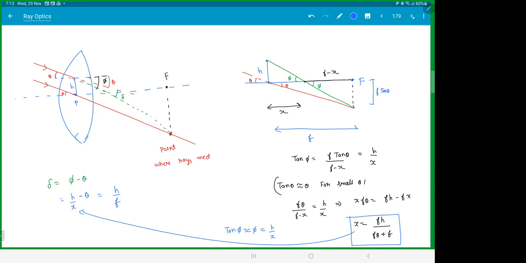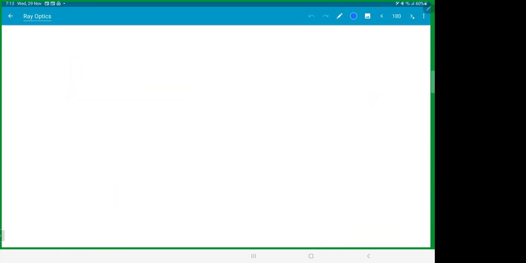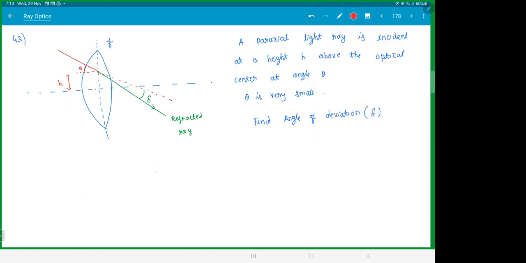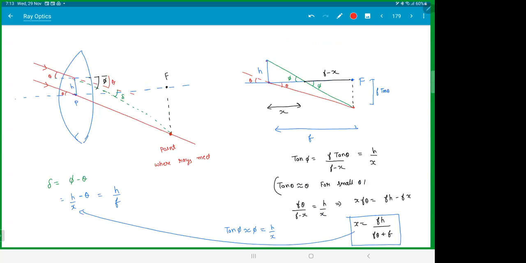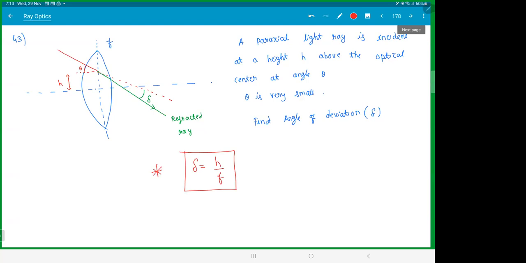So just remember the result. The derivation is bad. Actually, when you took theta as 0, the answer came out. So deviation is h by f. Keep this in mind. Proof is bad. The result is more important. So if you send a light ray at a small angle, the deviation will be h by f.